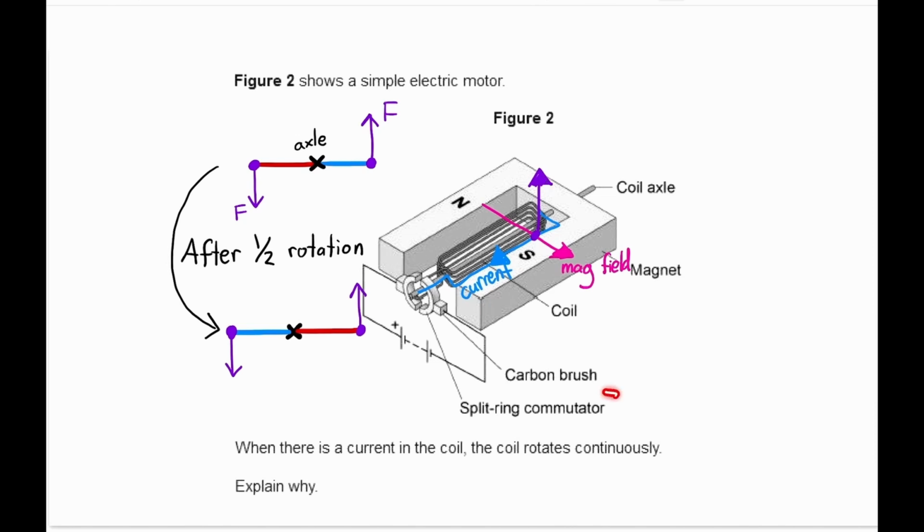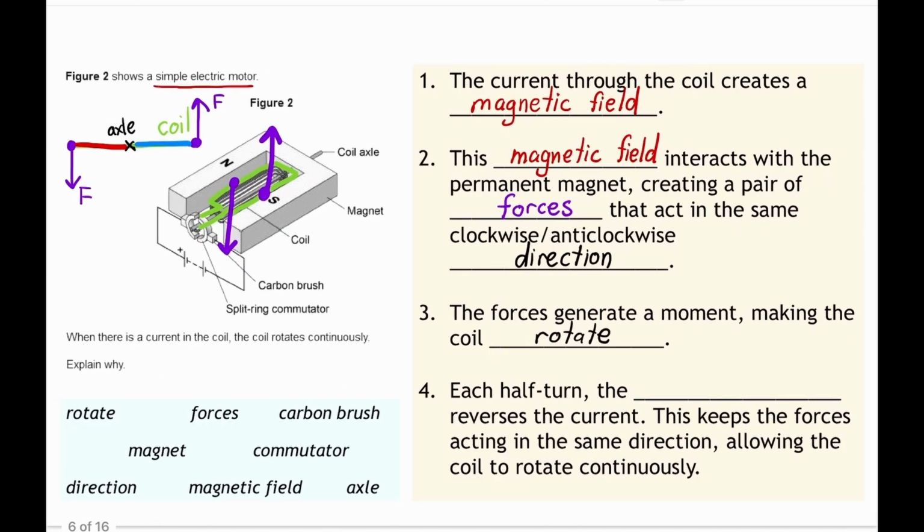We can summarize our points about the split ring commutator in the final line of our answer. Each half turn, the split ring commutator reverses the current. This keeps the forces acting in the same direction, allowing the coil to rotate continuously.